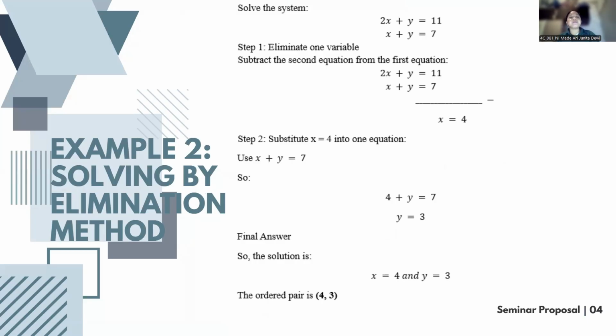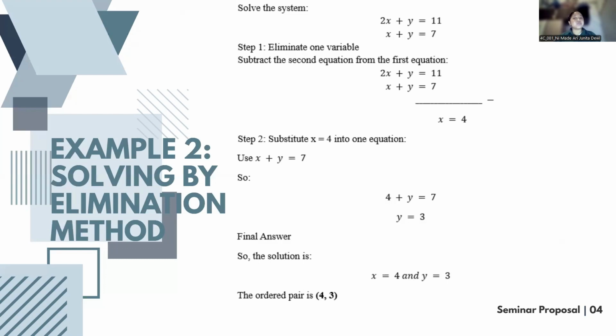Okay. Now let us continue to the second method, which is the elimination method. Elimination means removing one variable so that we can find the other variable more easily. Look at this example: 2x + y = 11 and x + y = 7. In this system, both equations have the same variable y. So we can eliminate y by subtracting the second equation from the first equation.